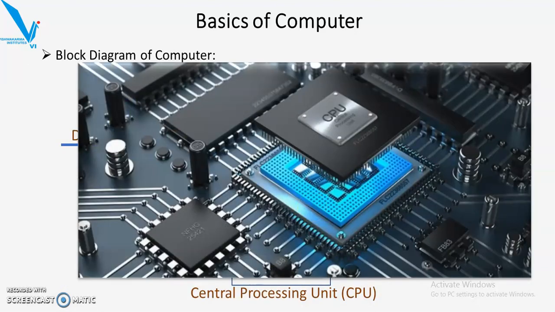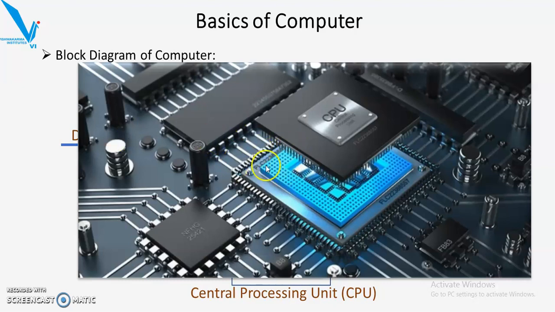Next is CPU. What is CPU? CPU stands for Central Processing Unit. The CPU is also called as a brain of the computer system. It is also referred as computer processor or microprocessor. It is one of the vital components that provides the processing power to the computer system.